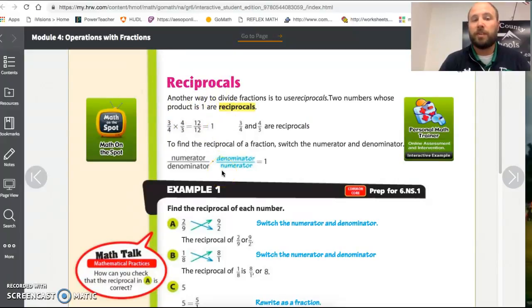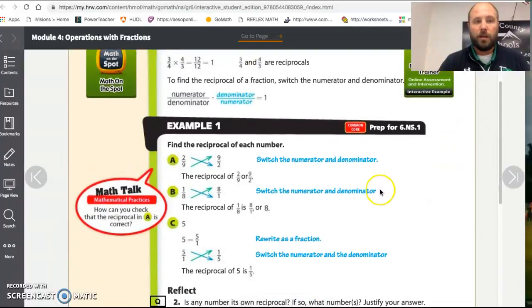Okay, so reciprocals, another way to divide fractions is to use reciprocals. 2 numbers whose product is 1 are reciprocals. Basically, they're the opposite. 3/4 times 4/3 equals 12/12. So the opposite of 3/4, or the reciprocal of 3/4, is 4/3. Okay? Because when you multiply them together, you're going to get a whole. All right? To find the reciprocal of a fraction, switch the numerator and the denominator. It's that easy. That's why we call it a keep, flip, and then we flip the fraction. When you flip the fraction, you're called using the reciprocal.